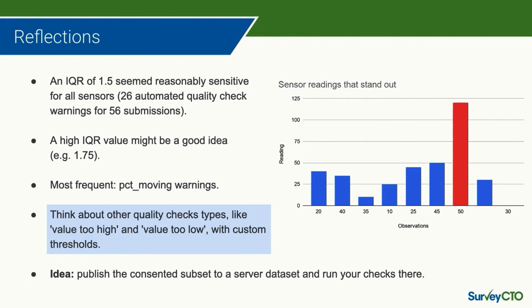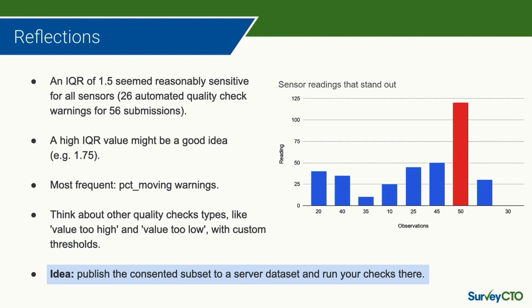You can also think of other types of quality checks that make sense. For example, consider the value too high and value too low check types with custom thresholds. This is more work, but every project is a little bit different, and it might help you get more useful warnings. You might, for example, through experimenting with the interquartile range, decide that really high light readings aren't actually a worry. You're worried about low light readings, so you might use value too low only for the mean light sensor statistic.